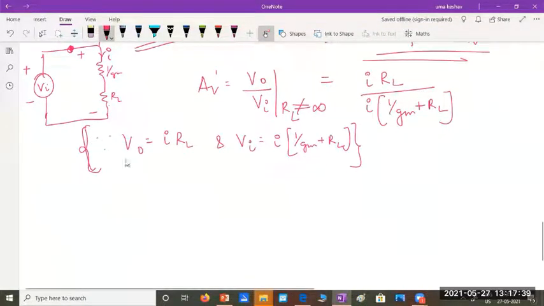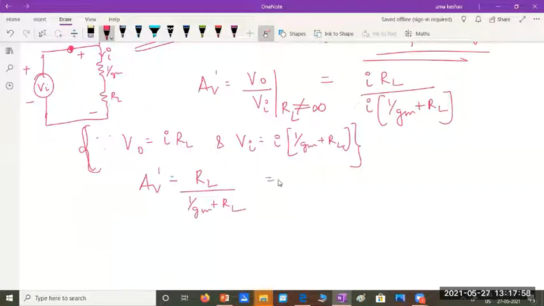So finally, let me stop here. AV dash is equal to RL by (1 by Gm plus RL), or if I take Gm to the numerator, let me keep Gm here itself. Okay, call this equation 1.